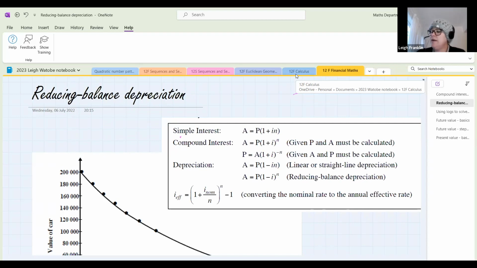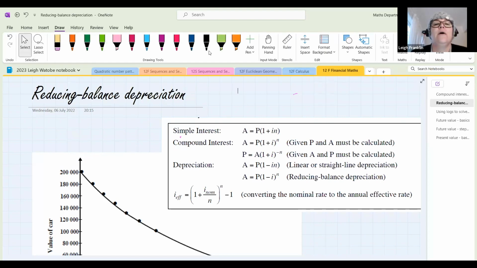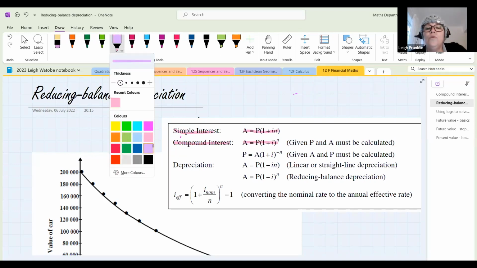Okay, so just a reminder again about the formulae that we already know. So simple interest doesn't come up very often, especially not at matric level, but anyway, there's the formula. Compound interest we were talking about on Tuesday, where we were changing the compounding period. This is our formula A equals P(1 plus i) to the n. We all know that.